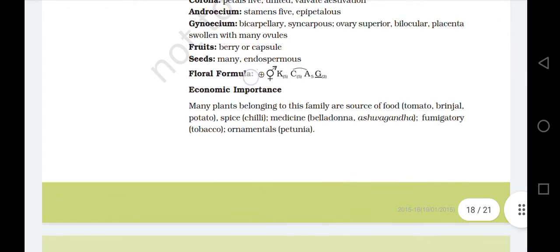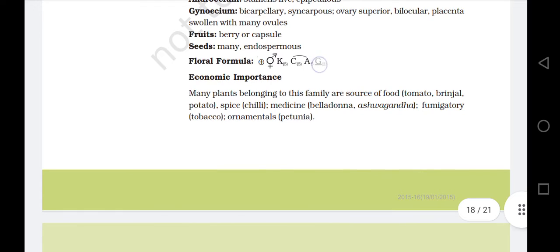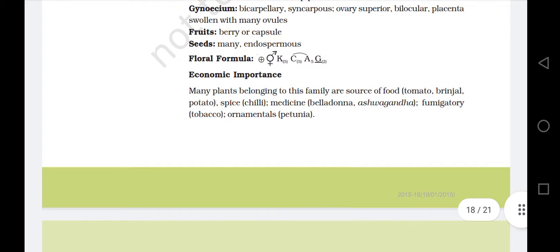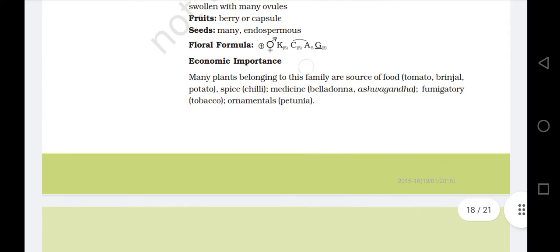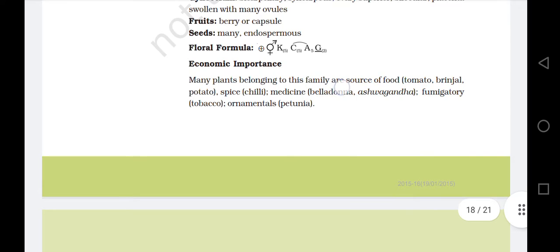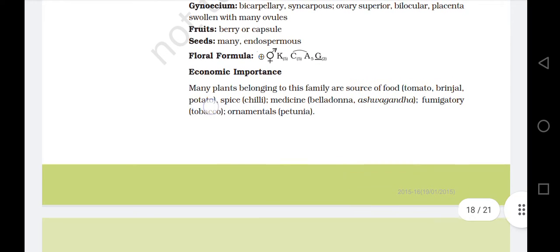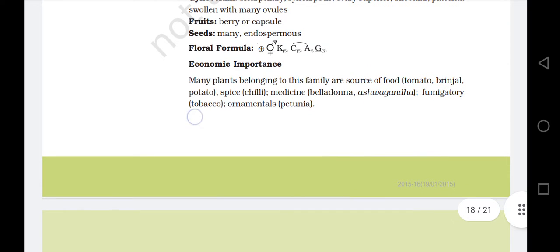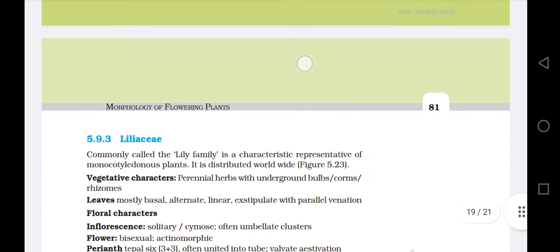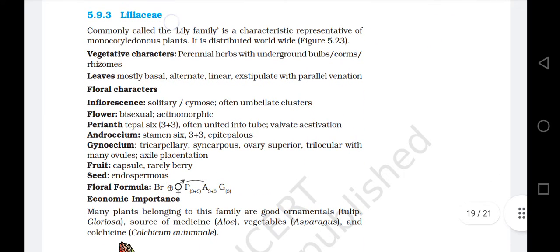Floral formula: actinomorphic, bisexual, K5 united, C5 united, A5 free, but the androecium is united with the corolla, G2 united, superior ovary. Economic importance. Many plants belonging to this family are a source of food: tomato, brinjal, potato; spice: chili; medicine: belladonna, ashwagandha; fumigatory: tobacco; ornamentals: petunia.